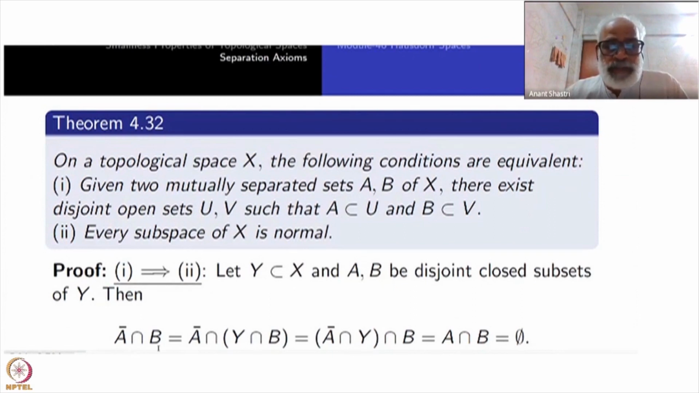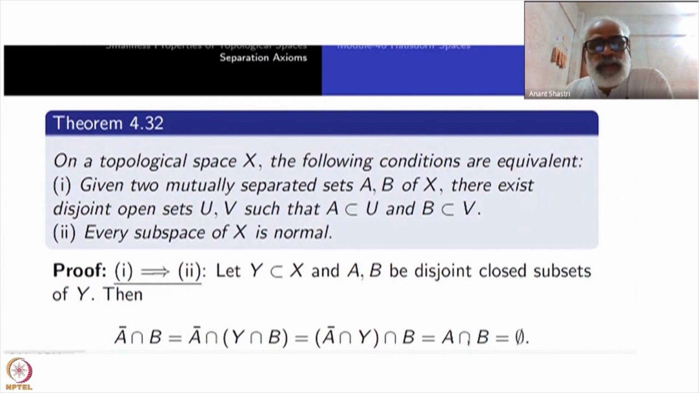Therefore, A bar intersection B, which is A bar intersection Y intersection B, because B is a subset of Y. So you can put A bar intersection Y intersection B, associativity of the intersection. But A bar intersection Y, what is this? Can you tell me what is this? All the closure points of A which are already inside Y. Therefore, they will be inside the closure points of A inside Y. Therefore, they are in the closure of A inside Y, but A is closed inside Y. So it is A.